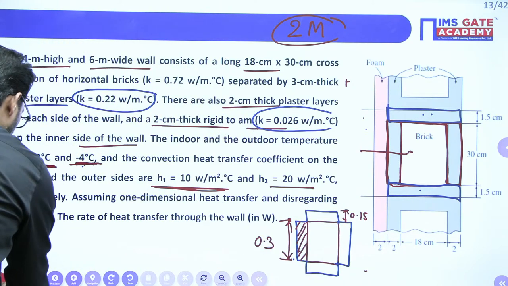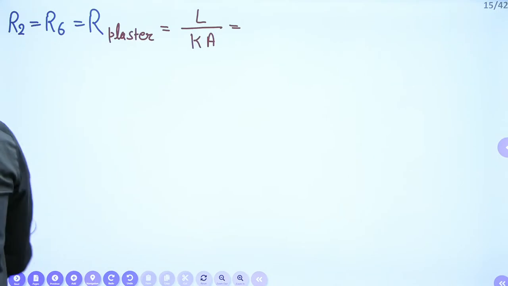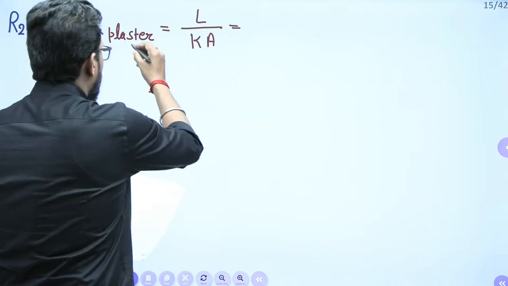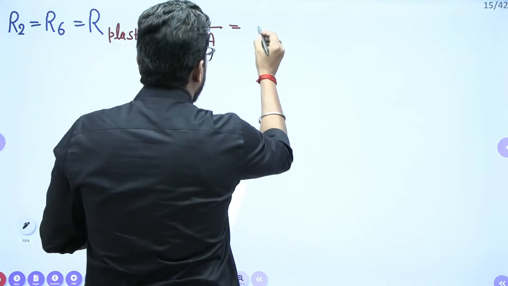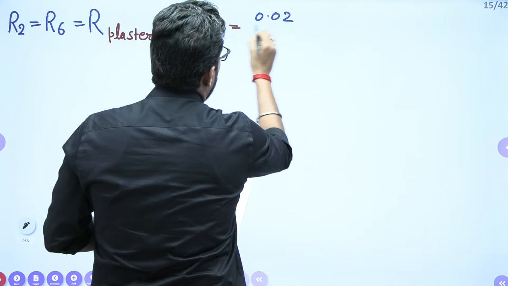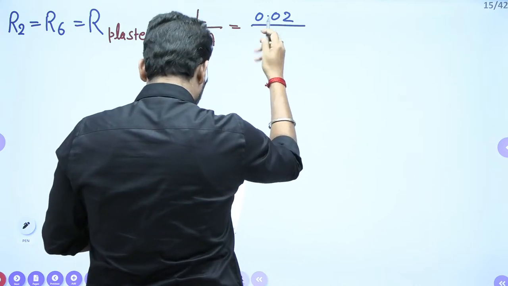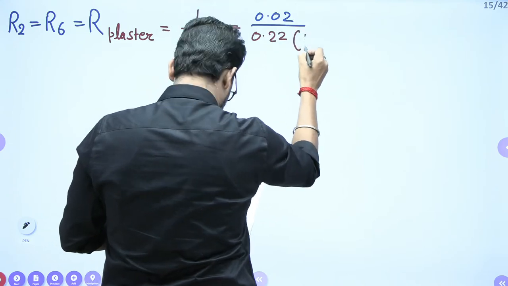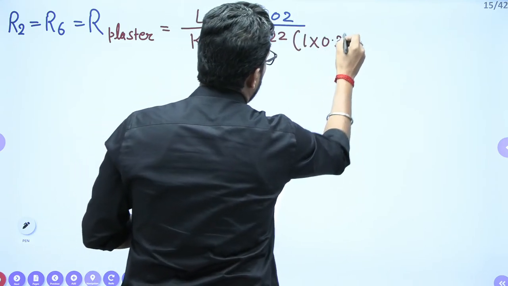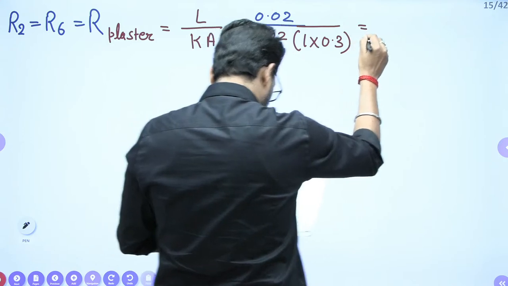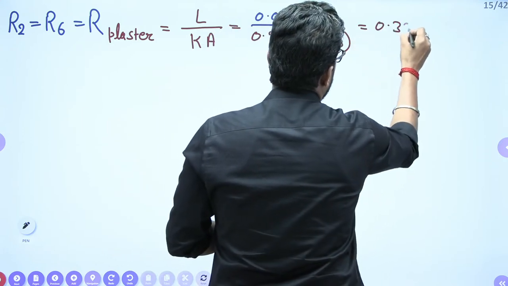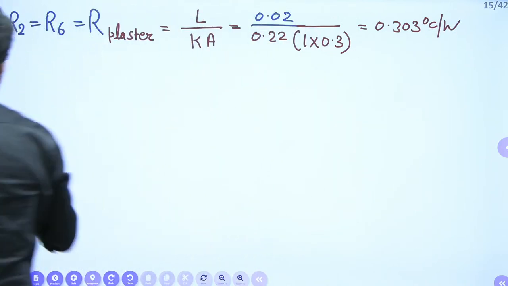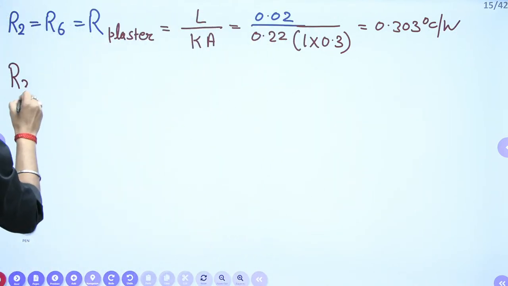Now, so R of plaster, plaster side, L upon K. L is 0.02 divided by K, 0.22, into dimension 1 into 0.3, for this plaster. How much is this? This is your 0.303 degree centigrade per unit watt. Now, R3 is what, beta?